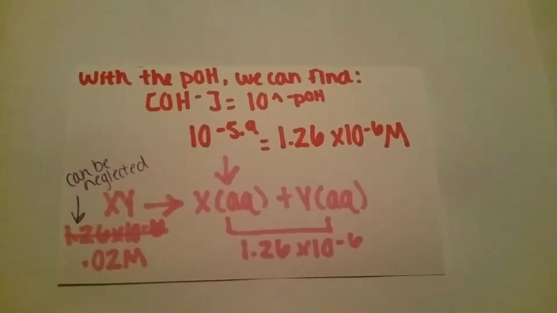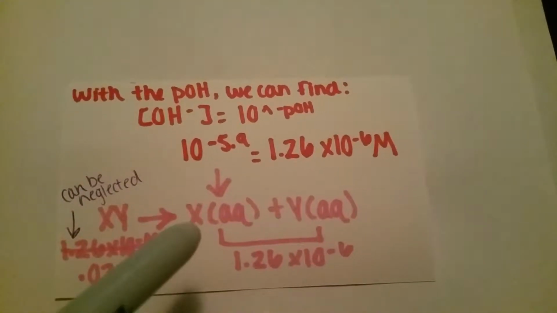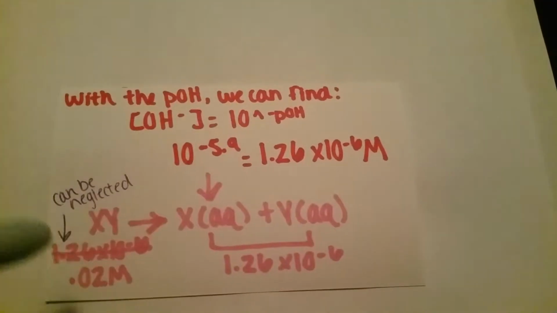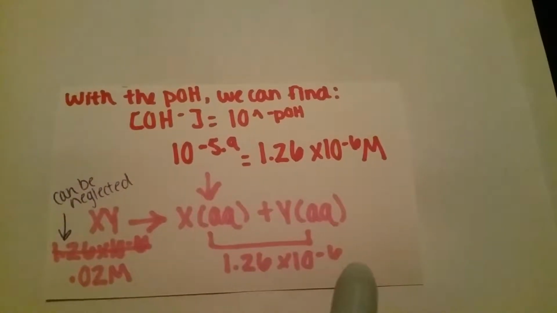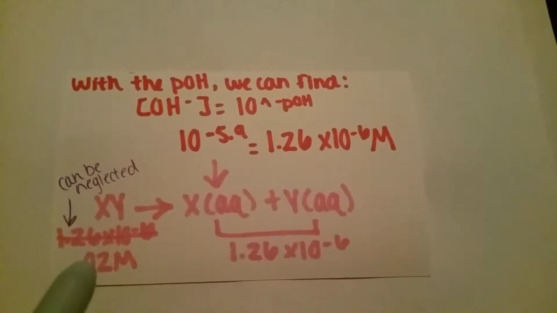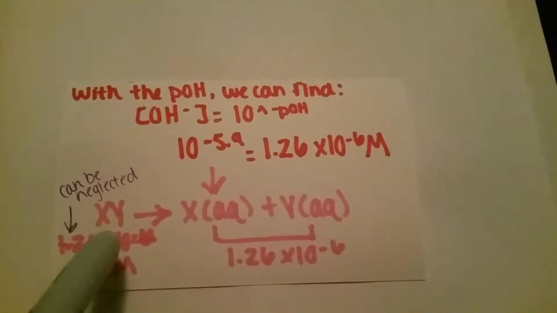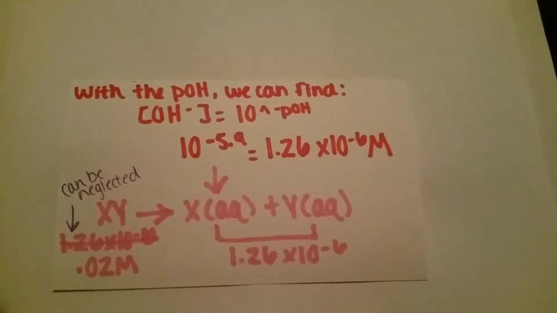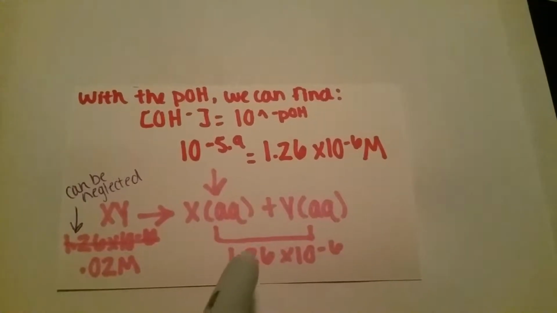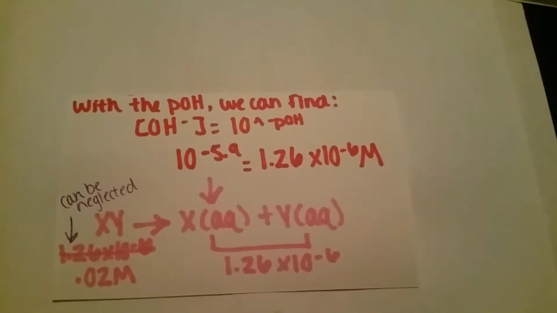And we can actually move down to the chemical equation that I wrote down earlier. XY yields X plus Y. X plus Y we solved for already, which is this concentration, 1.26 times 10 to the negative 6. And our XY concentration was already given to us in our question. But we can neglect this 1.26 times 10 to the negative 6 because it is so small. Therefore, we have 0.02 molar on this side of the equation and 1.26 times 10 to the negative 6 squared on this side of the equation.